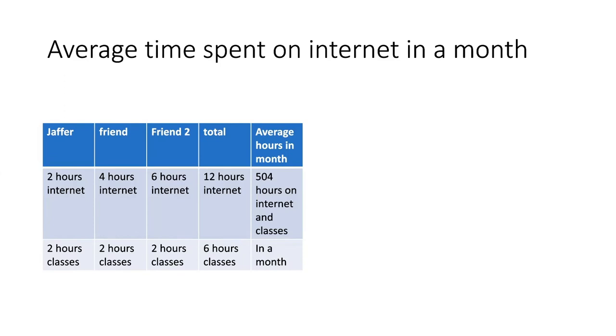And then I multiplied it, and then the answer I got was 504. So the average hours in a month is 404 hours on the internet and classes in a month.